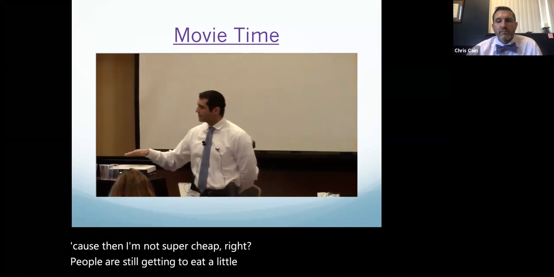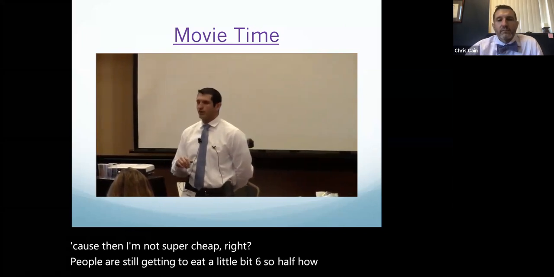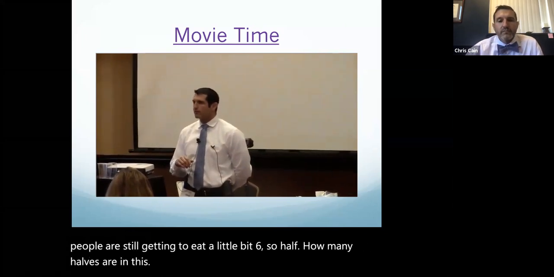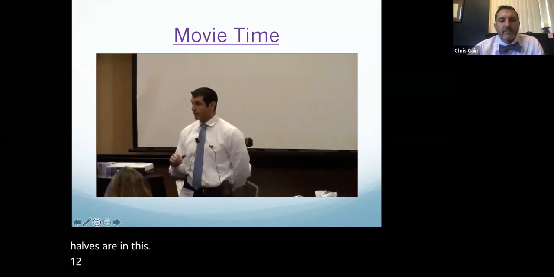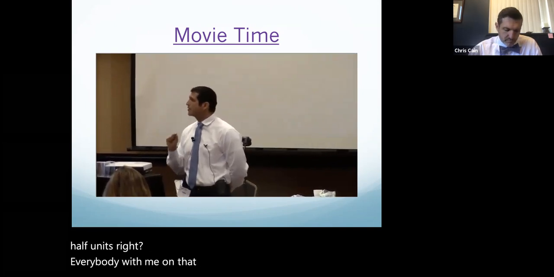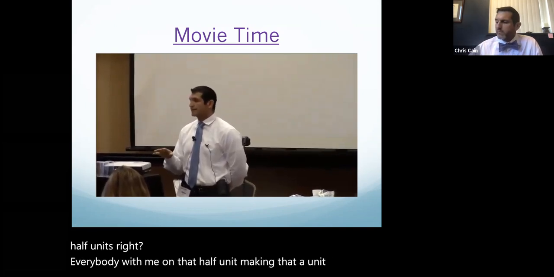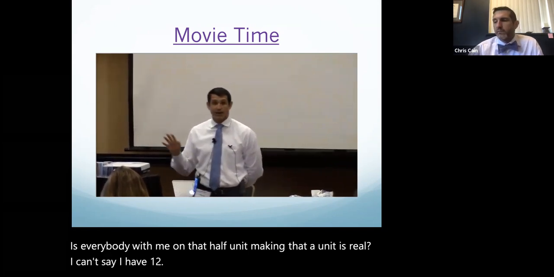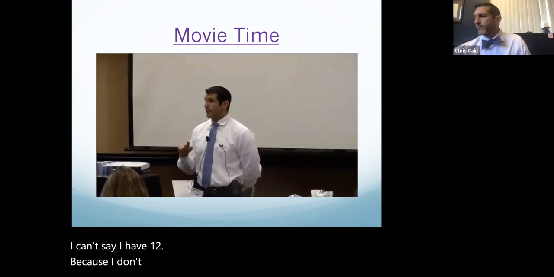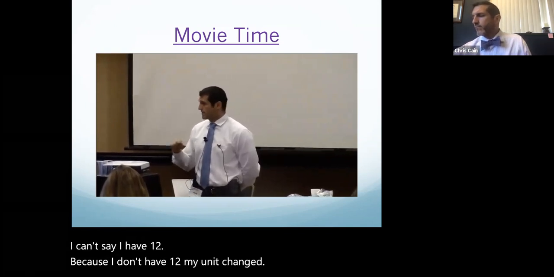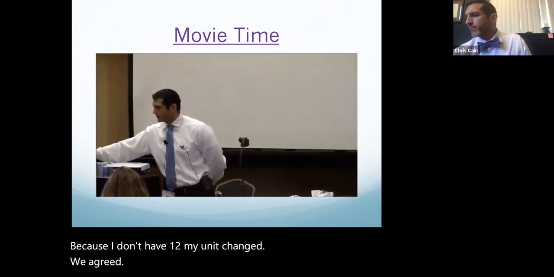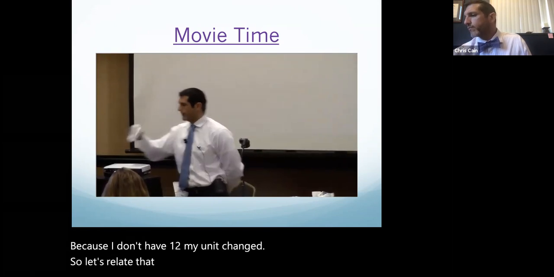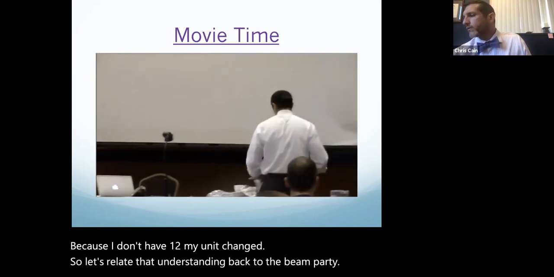6, so half. How many halves are in this? 12 half units, right? Is everybody with me on that? That half unit, making that a unit is really important. I can't say I have 12 because I don't have 12. My unit changed. You agree? So let's relate that understanding back to the bean party to this algorithm.